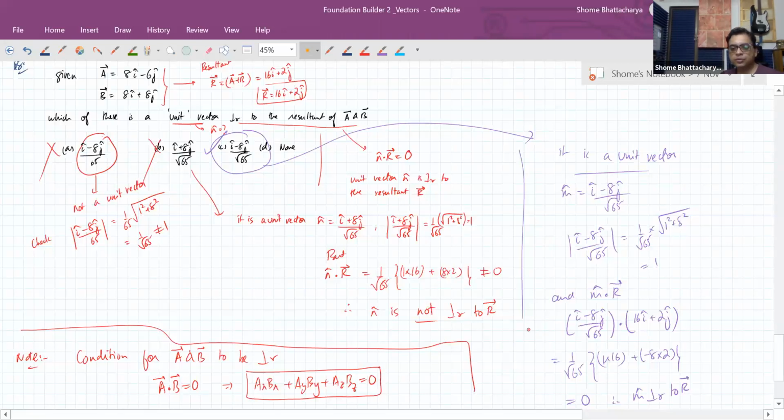So in this we are able to prove that m cap dot r is in fact coming out to be 0. So that is the condition for them to be perpendicular. Whereas here you can see this was not 0. Therefore they are not perpendicular.